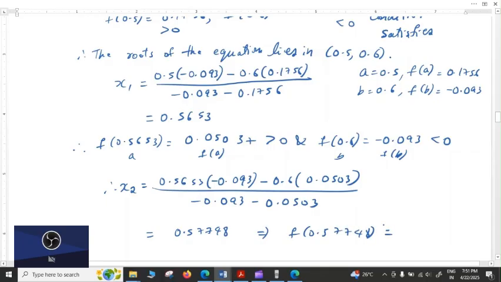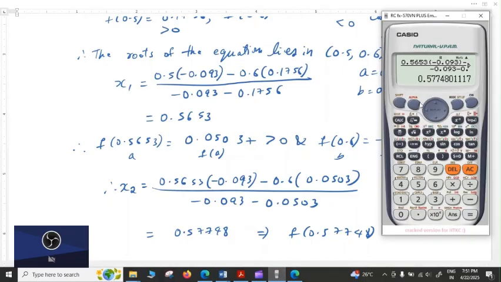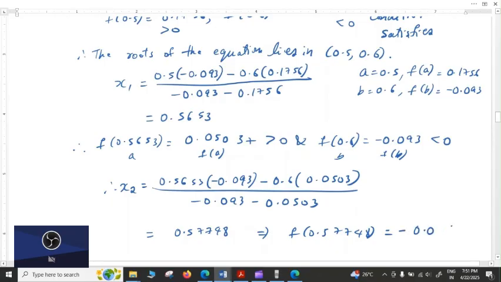Now we'll simplify f of 0.57748. What is its value, students? Put it in the calculator. Go to the calculator. Press on. Go with the first one, that is cos x again. Cos x minus x into e to the power x. Substitute the values, minus 0.57748. Yes, so it is minus 0.0288. So therefore, we'll take the value minus 0.0288.